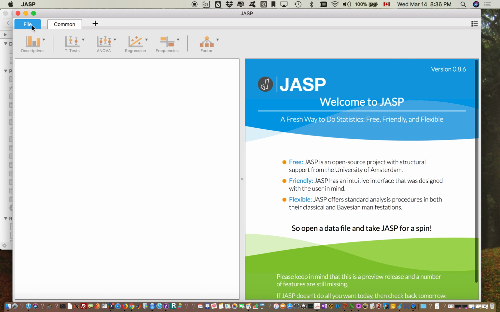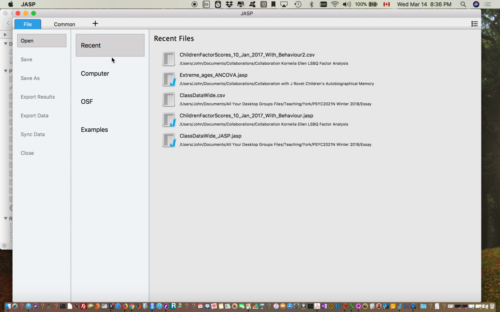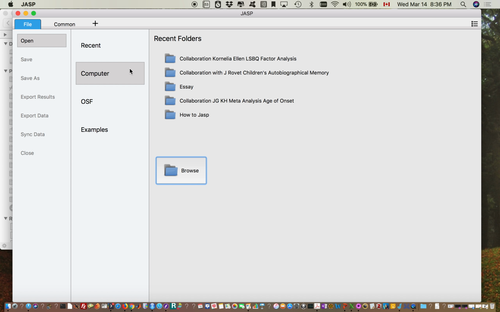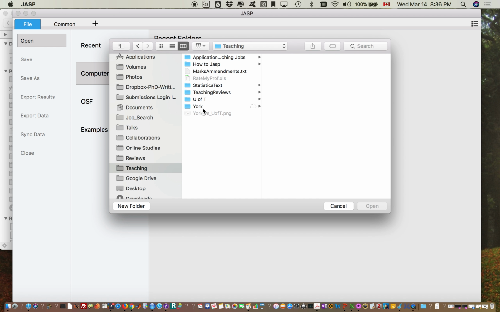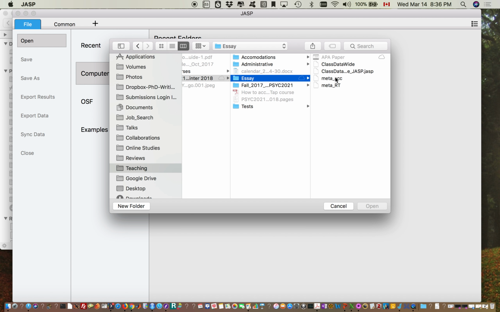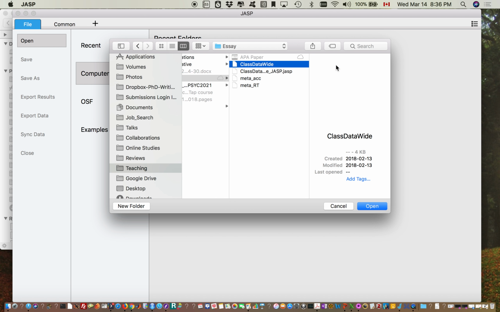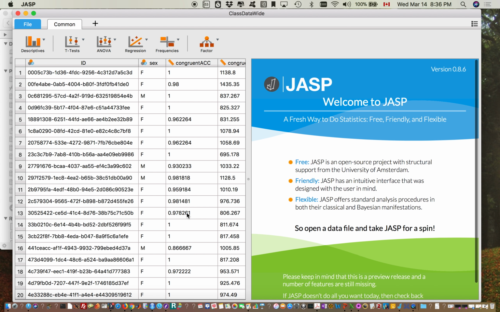Now let's load in the data. I'm going to look on my computer for this particular data set, and I know that I have it somewhere in teaching. So I've got a folder for teaching under York, Psych 2021. I have it in the essay folder, and I have it under class data wide. So I have that. I'm going to open it, and here we go.